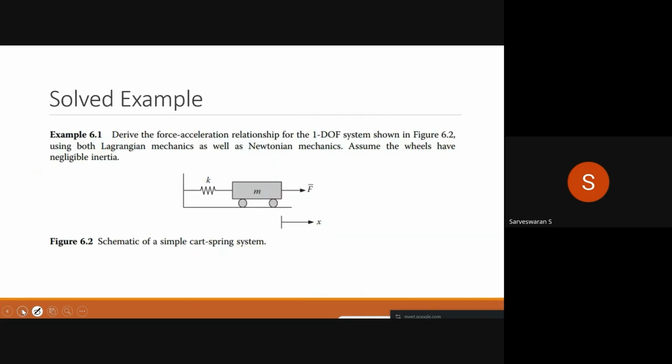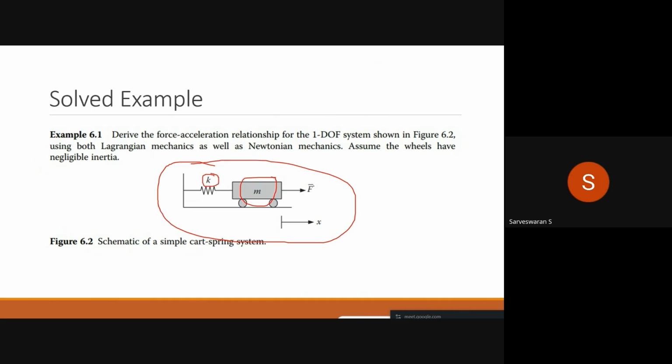Before going into that, a small derivation to find out whether, for a one DOF system, the Newton mechanics and the Lagrangian mechanics, when you try to solve it, give the same answer or not. We will see in this one. It is a simple spring mass system, where M is the mass and K is the stiffness of the spring.